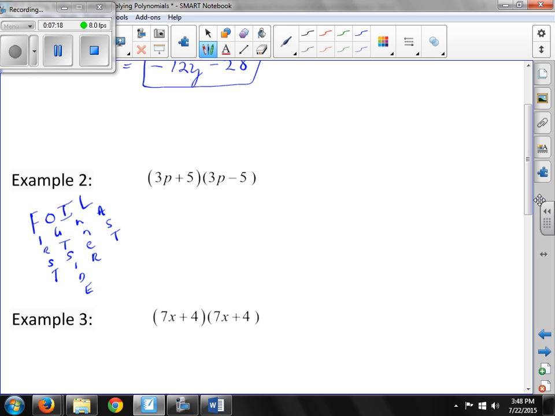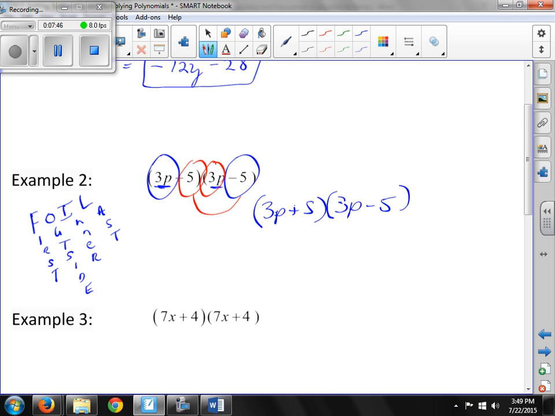FOIL. The first terms, here's the first terms, the first one in each set. These are the outside terms, the ones on the outside. These are the terms that are on the inside. And these are the last terms. So let me recopy it. 3p plus 5 times 3p minus 5.